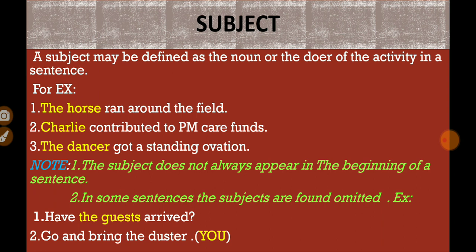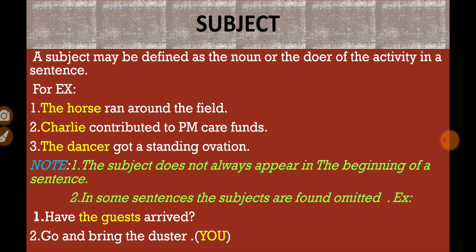Come to the third one, which is more interesting for you. The dancer got a standing ovation. So here in this sentence, my dear children, let us ask the question who? Who got a standing ovation? The answer would obviously be the dancer. Hence, the dancer is the subject in this sentence. So in this way, identification of the subject is quite easy. It's a very easy task. If you ask a question beginning with who, then the answer that comes out is the subject. But there may be some variations, some exceptions in English also. You need not worry about it as you gradually improve your English. Definitely you will overcome all hurdles that come on the way.